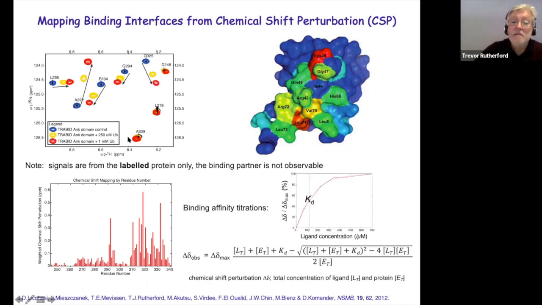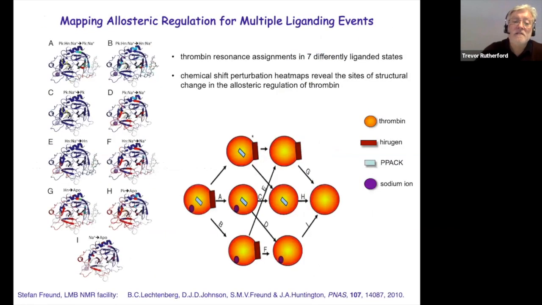And at that point, we can use fitting algorithms to plot this out as the perturbation that we get in the chemical shift in the HSQC as a function of ligand concentration. And from that, we can get accurate information on affinities. This is quite a trivial example compared to the previous one, but here's something a little bit more challenging.